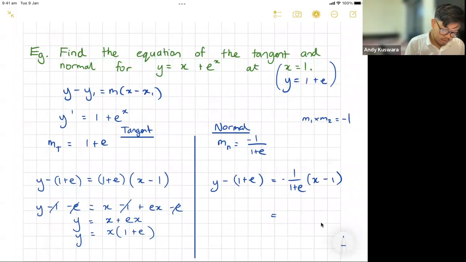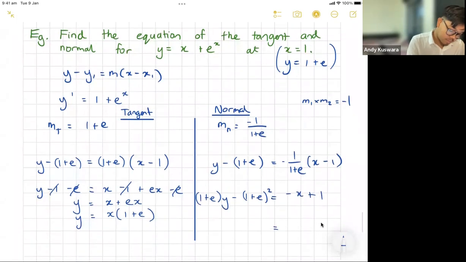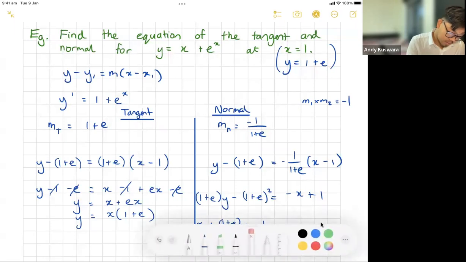And here, it's not going to be very nice. So I'm just going to expand everything here. I'm going to have 1 plus e y, take away 1 plus e squared, equals minus x plus 1. I'm just going to push everything over to the other side. So I'm going to have x plus 1 plus ey minus 1. I'm going to need to make some room here.